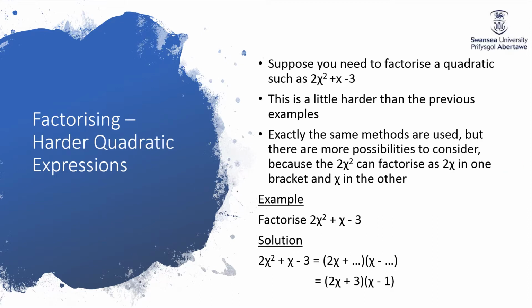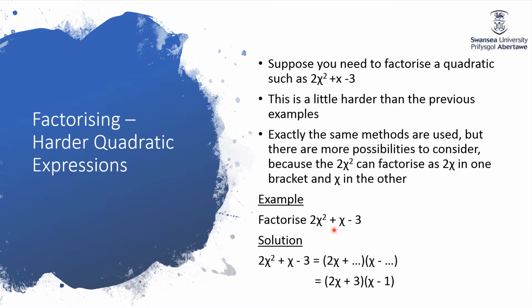Factorising harder quadratic expressions. Suppose you need to factorise a quadratic such as 2x squared plus x minus 3. This is a little harder than previous examples. However, exactly the same methods are used, but there are more possibilities to consider because 2x squared can factorise as 2x in one bracket and x in the other. Let's look at an example.